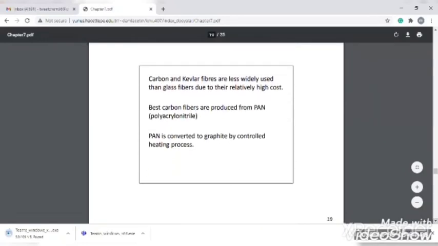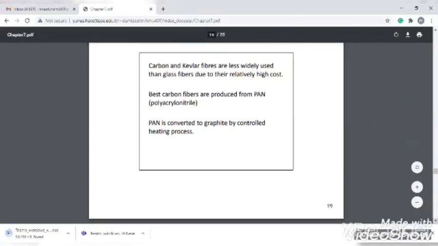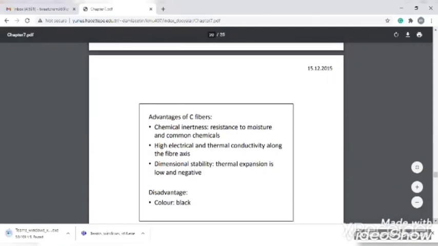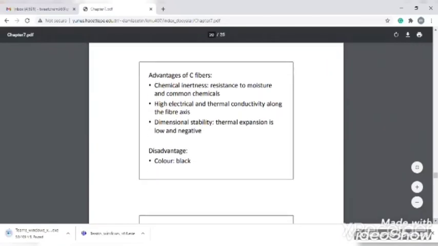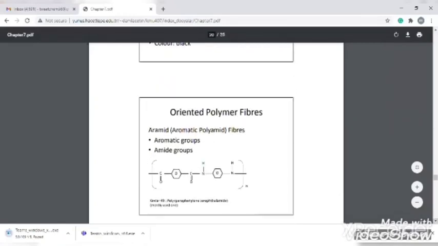Carbon and the Kevlar fibers are less widely used than glass fiber due to their relatively high cost, and the best carbon fibers are produced from PAN, polyacrylonitrile. PAN is converted to graphite by a controlled heating process. What is the advantage of carbon fiber? Chemical inertness, resistance to moisture and common chemicals, high electrical and thermal conductivity along the fiber axis, dimensional stability, and thermal expansion that is low and negative. The disadvantage is basically its color, which is black.